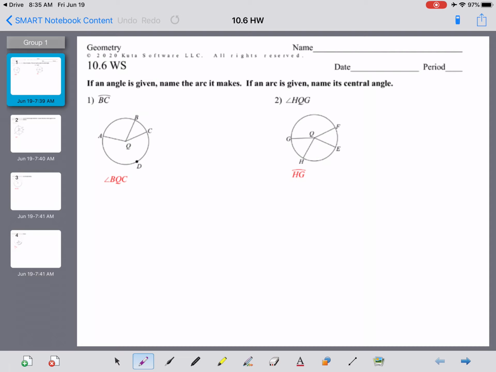All right, geometry, here we go. Let's do a couple problems off the 10-6 worksheet. This was a really long section of notes with a ton of vocabulary in it. We're going to work out 4 problems right here and see how we do.